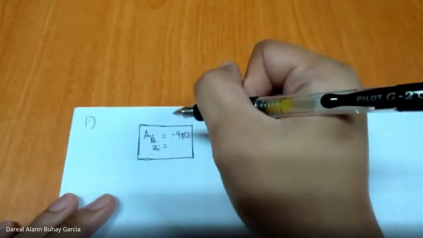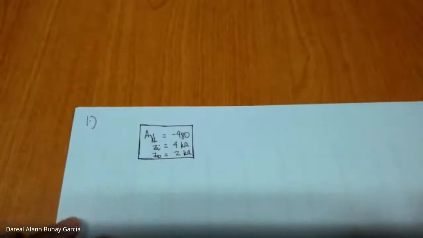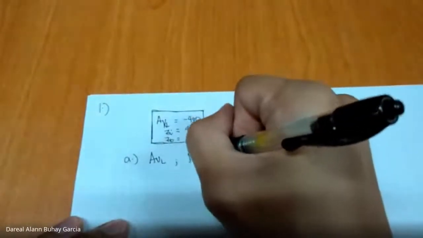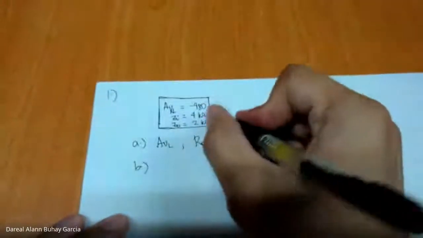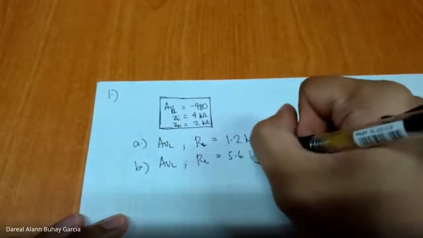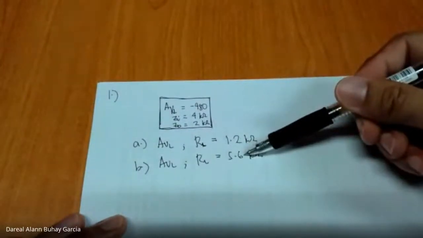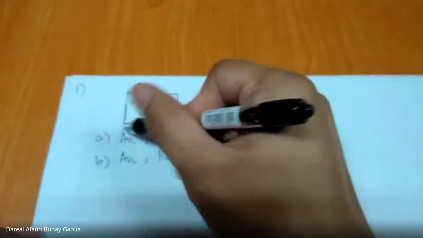Actually, this is example 13. We need to solve this one: ZO is 2K, and these are the parameters. Let's determine AVL when the load is equal to 1.2K, and AVL when the load is equal to 5.6K. Just note that the value of RL increases. So we expect, from the generalization earlier, that the larger the RL, the larger the value for VL, and we expect a larger gain here than there.